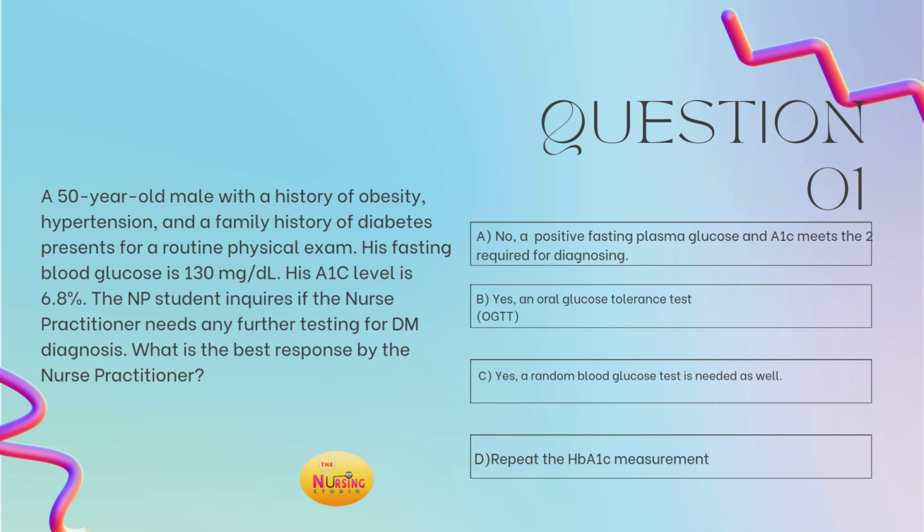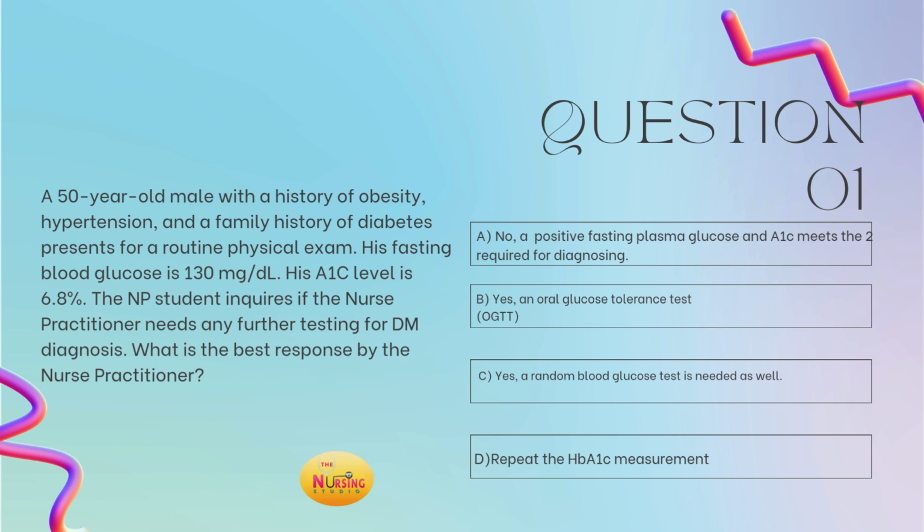All right, so I always recommend reading the stem of the question first, as it allows you to slow down to ensure you're answering what is even being asked of you. So here, the stem of the question states, what is the best response by the nurse practitioner? So what are we responding to? So we have this 50-year-old male who comes in. He has a history of obesity, hypertension, and a family history of diabetes. His fasting blood glucose is elevated at 130. A1C is elevated at 6.8%.